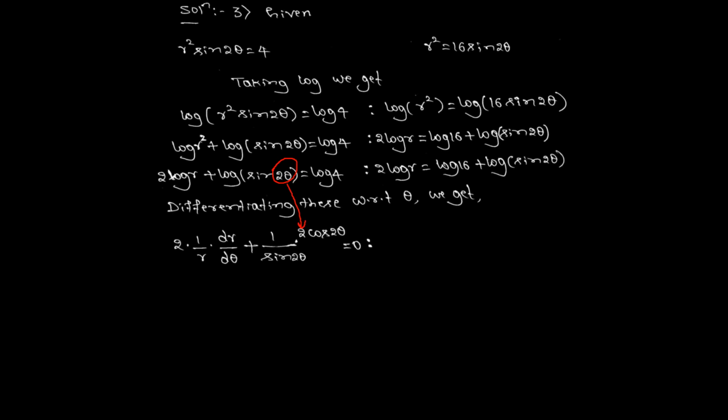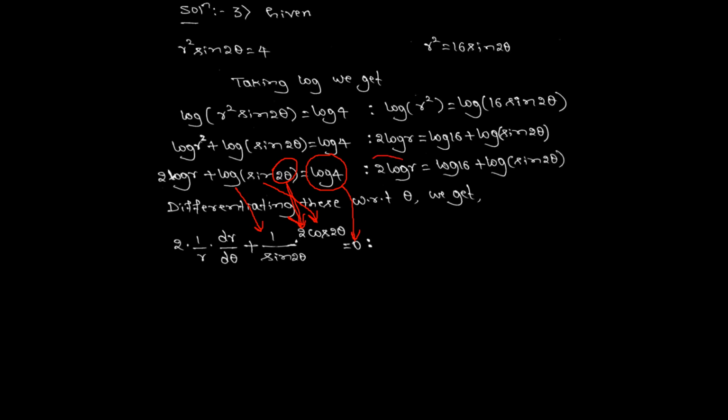So we have differentiated 3 times. That means we have used the chain rule 3 times: for log one time, for sine another time, then for 2 theta one more time. And when we differentiate the RHS, since the RHS is completely a constant, the differentiation gives 0.